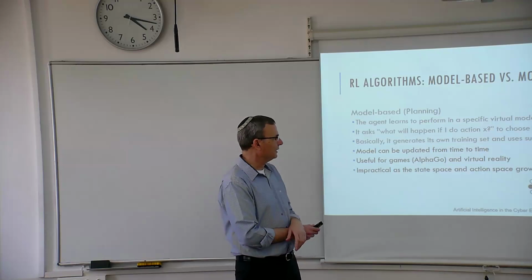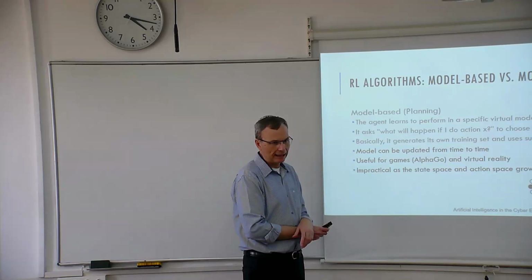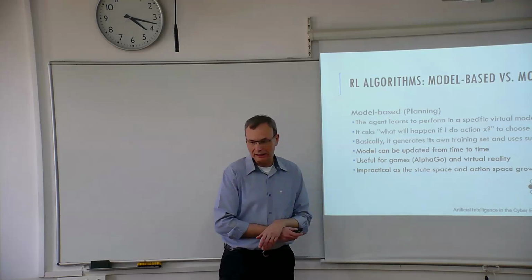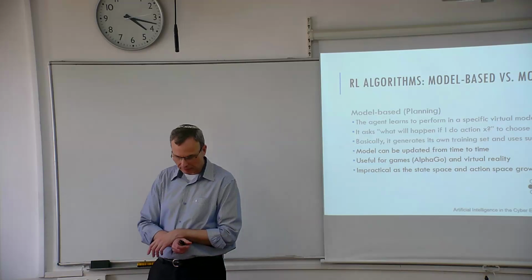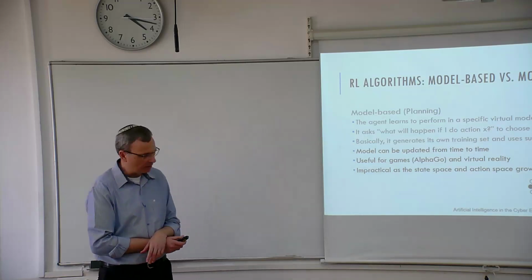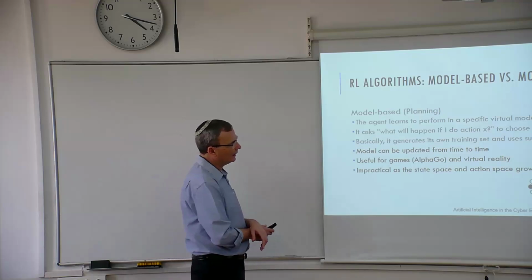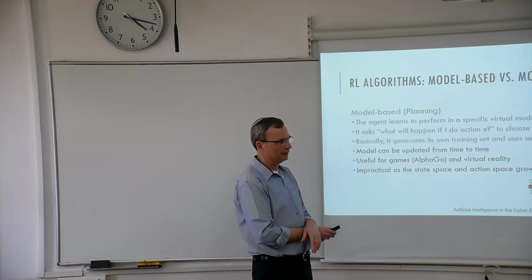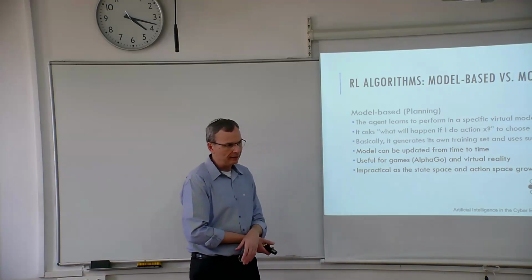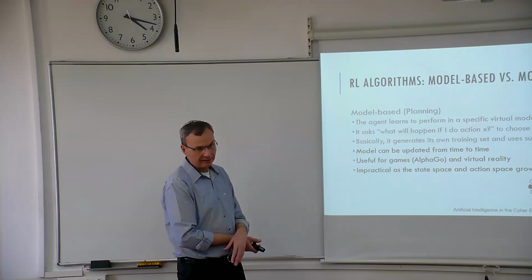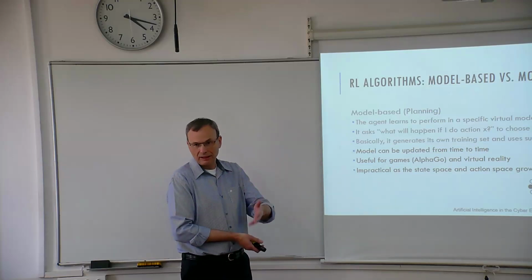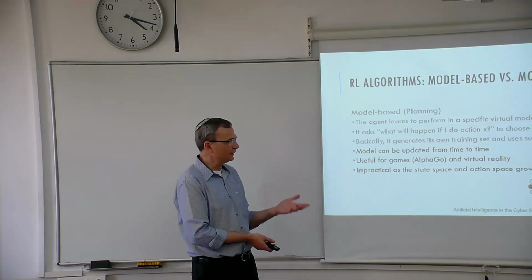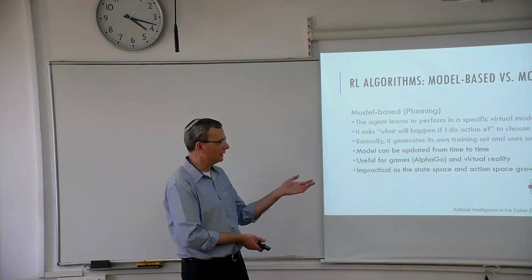This method is very useful for games. And basically AlphaGo, which is the algorithm of Google that won about 7 years ago the championship of the Go game, used reinforcement learning with a model-based algorithm to learn how to play Go. Because what it actually did, it tried to run by itself many games and see what the outcomes are. This is how it learned to play.